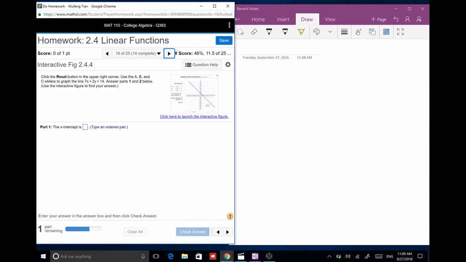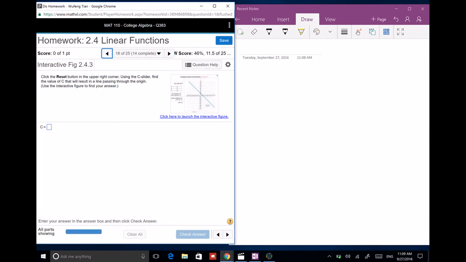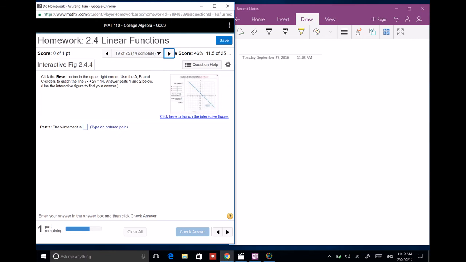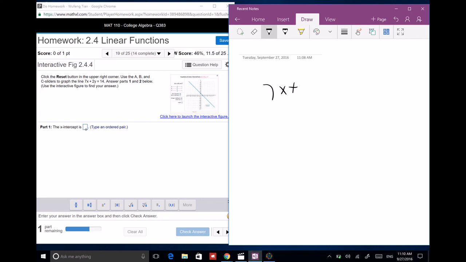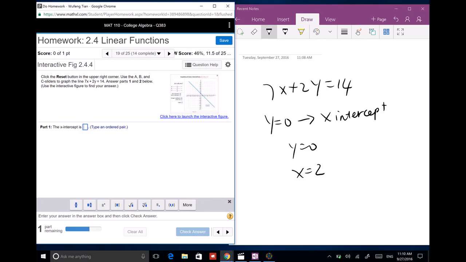Again, another one. Okay, let me see. This one is much better. It gives you a graph, and the x-intercept, you can graph it. That's pretty good. 7x plus 2y equals 14, and for the x-intercept, y equals 0 gives you the x-intercept. Okay, remember? So you get y equals 0 and x equals 2. So the x-intercept equals 2.